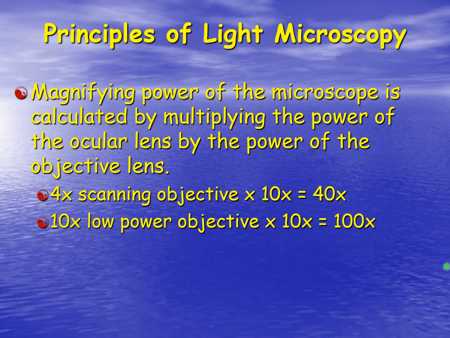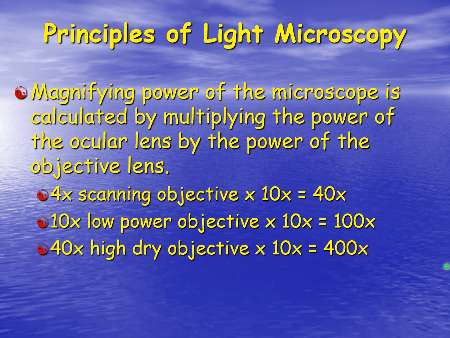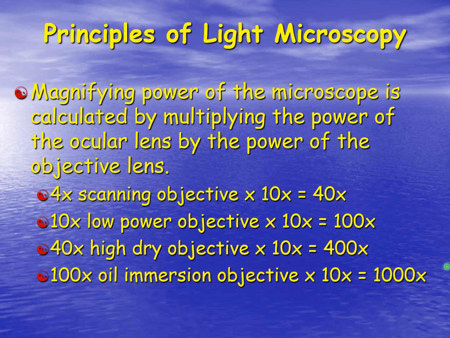The second highest power is the 10x or low power objective. It is a 100 times total magnification. The next one is the high power dry objective, and its total magnification is 400x. And then we have the oil immersion objective, which by itself is 100 times magnification, so that gives us a total of 1,000 times magnification.